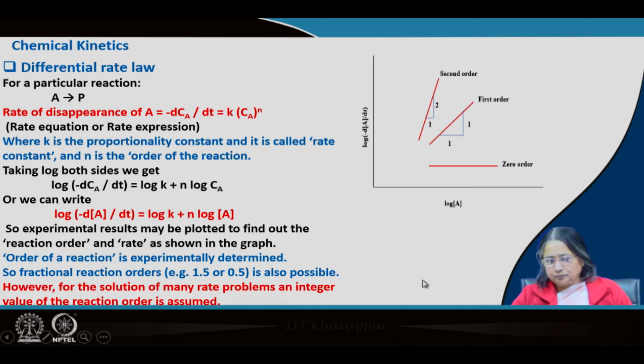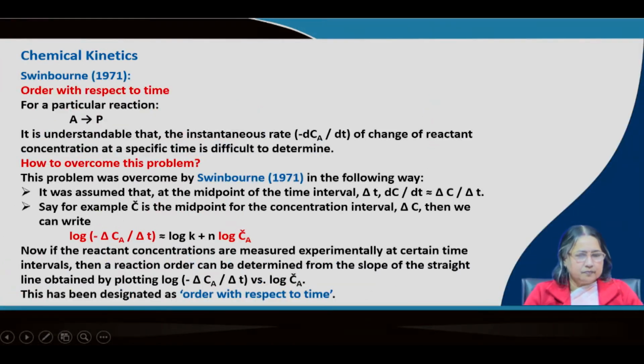Now, it is understandable from the concept of instantaneous rate, this is the minus dc dt. Here you know that it is the slope at a particular point, and the time difference is very small.